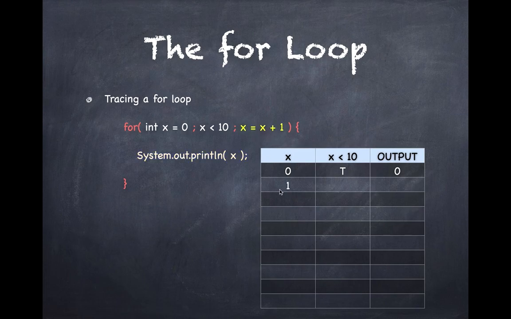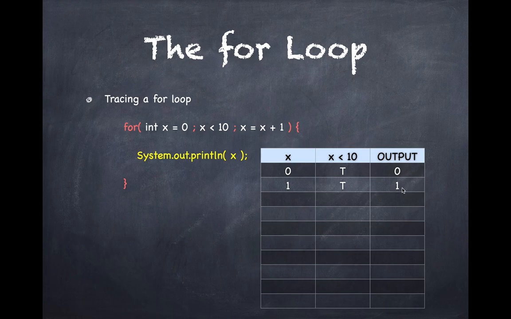So we're going to increase x, so that changes x to 1. And then we're going to go back and check step 1 again, to see if x is less than 10. So that's true. 1 is less than 10. And so then the next thing that's going to happen is we're going to print out x. So we're going to see 1 added to the output.